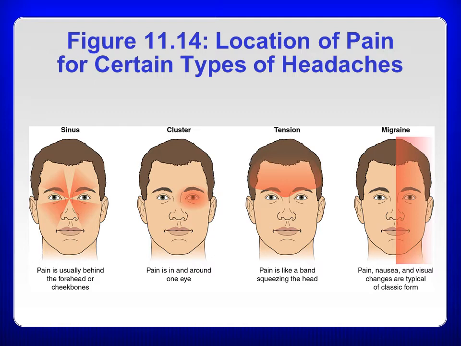Migraines, for instance, classically are unilateral, meaning they usually present on just one side, and it's usually pretty diffuse across the whole side of the face. Juxtapose that with a cluster headache. Many times cluster headaches just form around one eye.